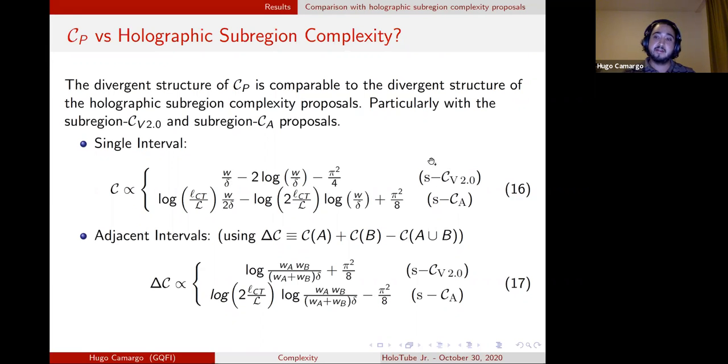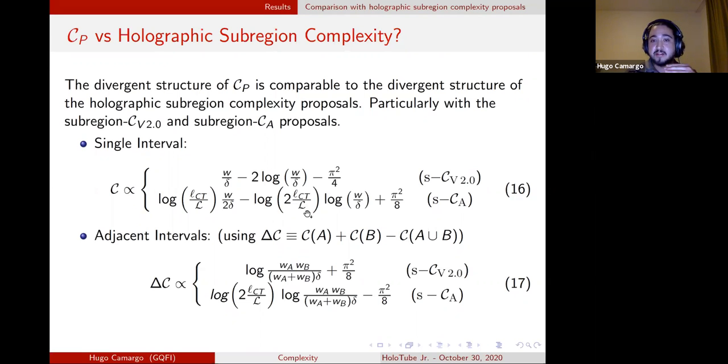You'll see again that I'm not mentioning here the complexity equals volume proposal, because that one is, I would say, and please don't quote me on this, even though you're recording the talk, rather too simple in this setup to actually capture what is happening at the boundary. But for complexity equals volume 2.0 and for complexity equals action, we actually see not only in the single interval case, but also in the adjacent interval case, the very same divergent structure as we found for complexity of purification.